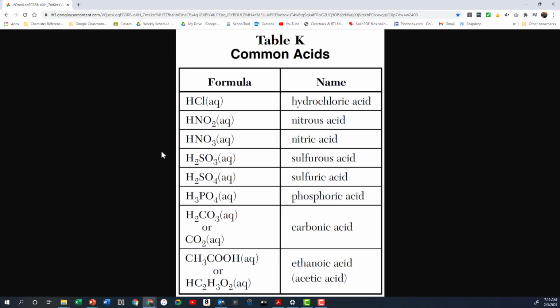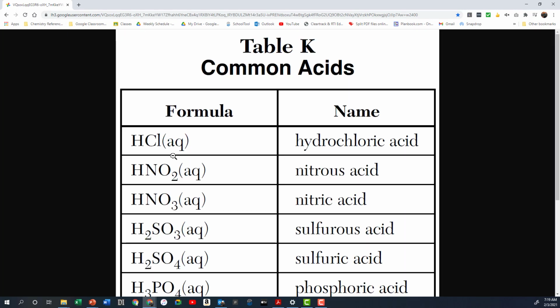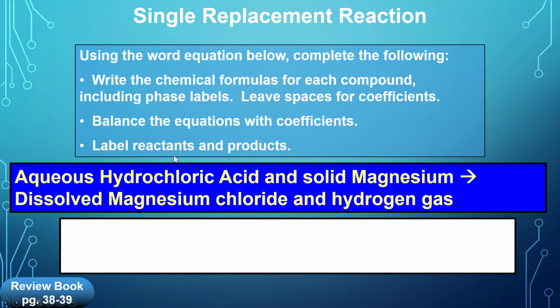Common acids, table K. So hydrochloric acid is the first one here. It's HCl, and it's aqueous, which is what we would like. So the aqueous hydrochloric acid, HCl, aqueous, it means it's dissolved.